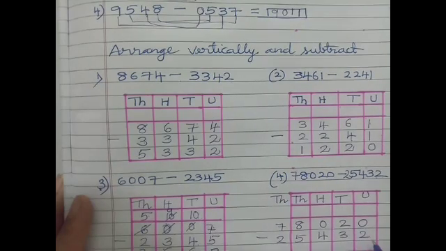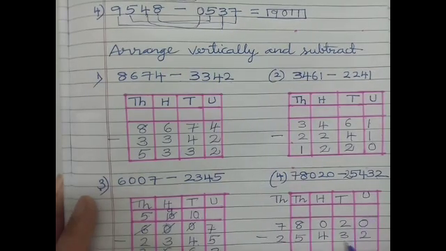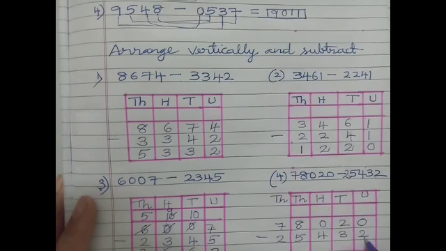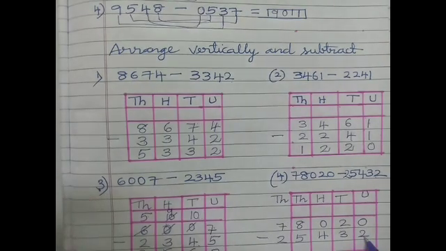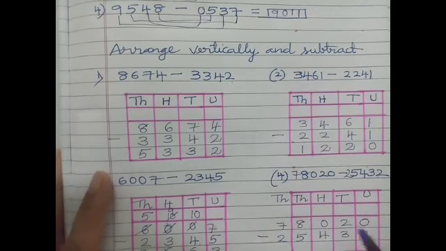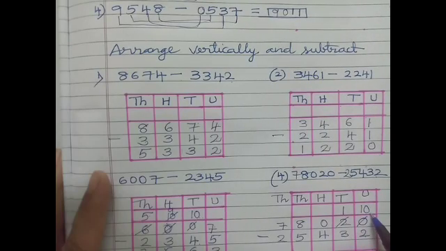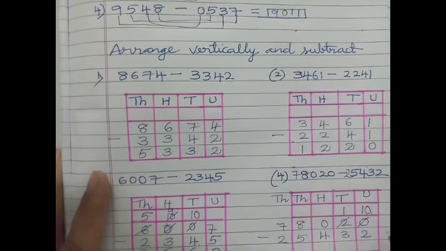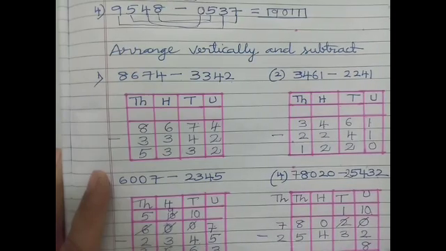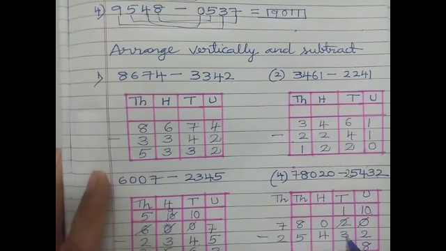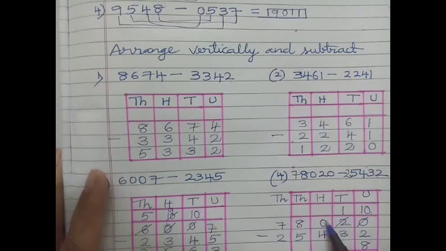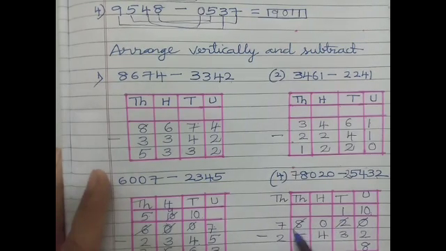25,432. So here children, the 0 minus 2 is not possible. So we are taking 1 from here. So this 2 became 1 and 0 became 10. So we are borrowing 1 from here. So 10 minus 2 is 8. Again 1 minus 3 is not possible. So you are borrowing from here, but there is no number here in hundreds place. We are moving on to the next.